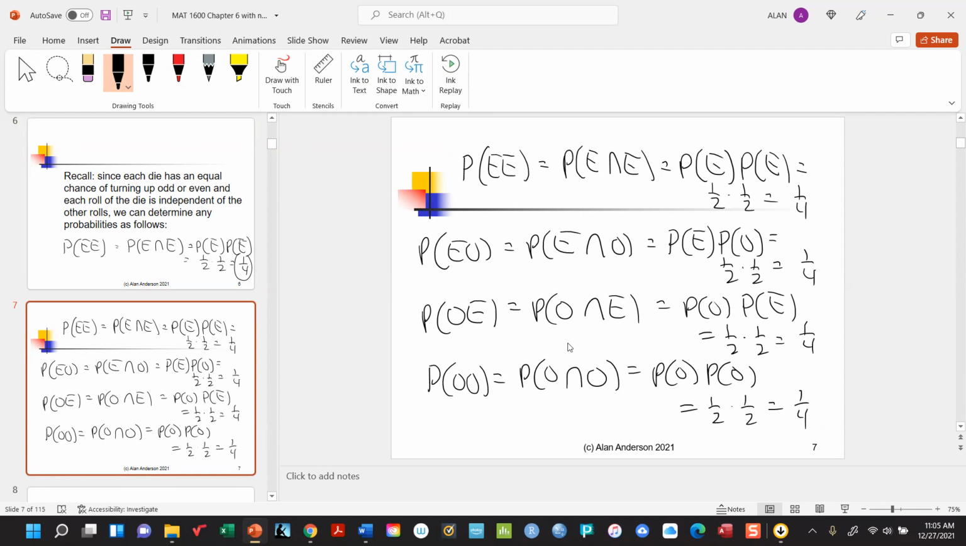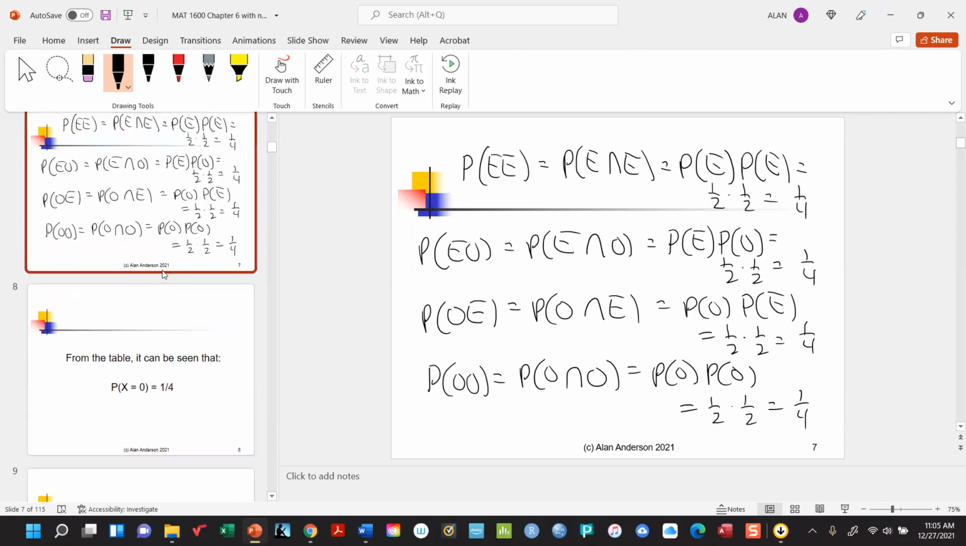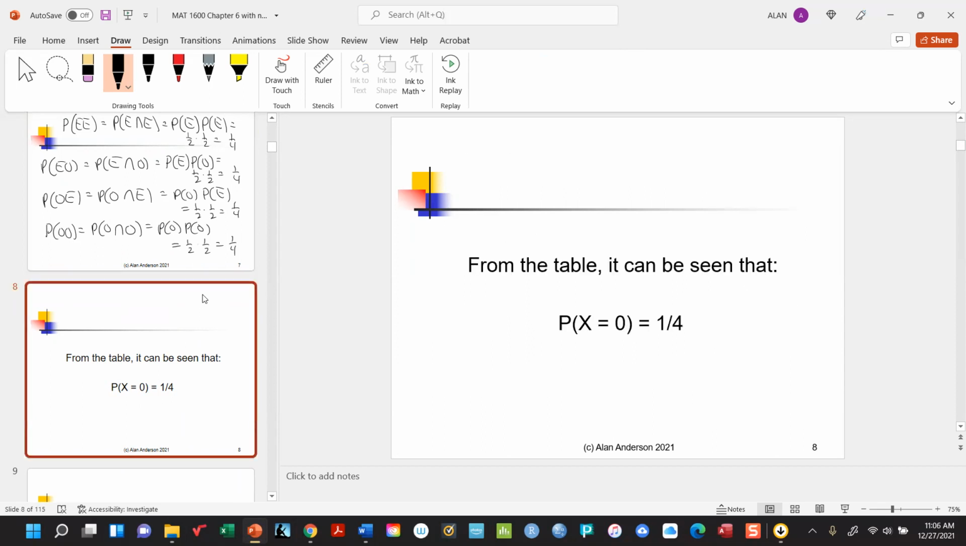Now, why do we need this information? Because what if I want to know this? Suppose the game that I'm playing will give me a dollar if I get at least one even number when I roll the dice. I want to know the likelihood of that happening. So remember, X represents the number of even values. So what's the probability of getting no evens at all? Let's start with that. What's the probability that I don't get any evens? Well, based on what we just did, the probability of getting a double O, or OO, is the same as X being zero. Remember, X is the number of evens.